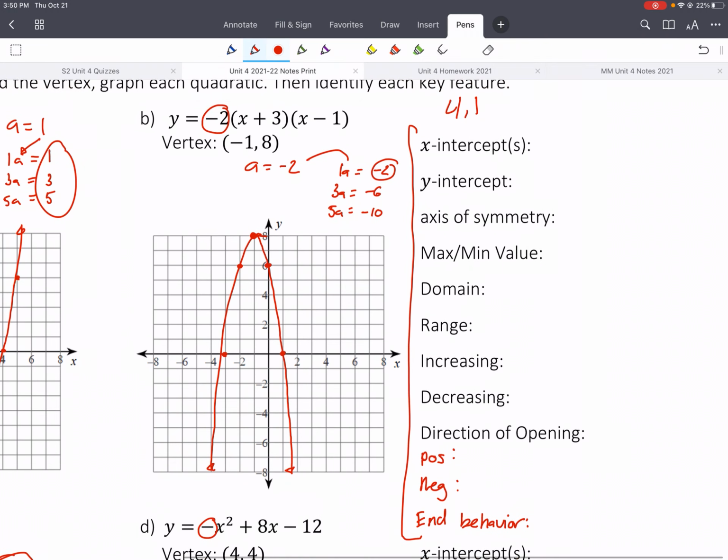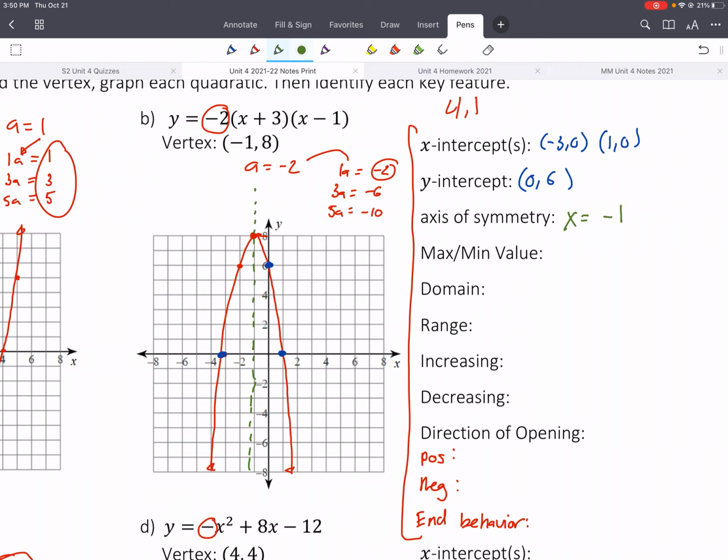Okay, so x-intercepts, again, that's where it crosses the x-axis, so that's negative 3, comma 0 and 1, comma 0. So that's those. Y-intercept is where it crosses the y-axis, so that's 0, comma 6. Axis of symmetry is the line that cuts the parabola in half, and to make a vertical line, you've got to do x equals, and here it's negative 1.